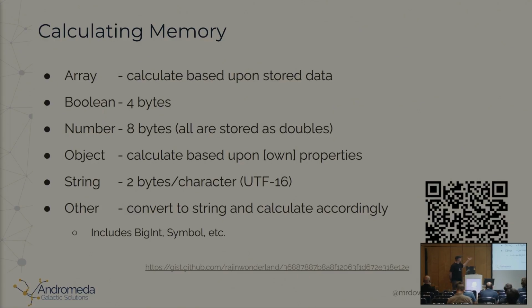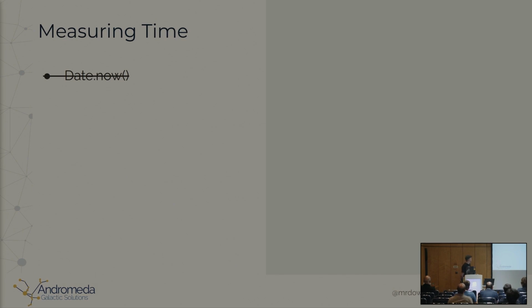Strings are 2 bytes because they're UTF-16. And there's a lot of things that, in order to approximate the size, you convert them to a string and calculate accordingly, which is weird, but it's strangely effective. Again, approximation. The other thing we want to do is measure time. And the first biggest mistake that I see is use of Date.now in JavaScript to measure time in an algorithm. And this doesn't work for a really big reason. It's not precise and it's not reliable.